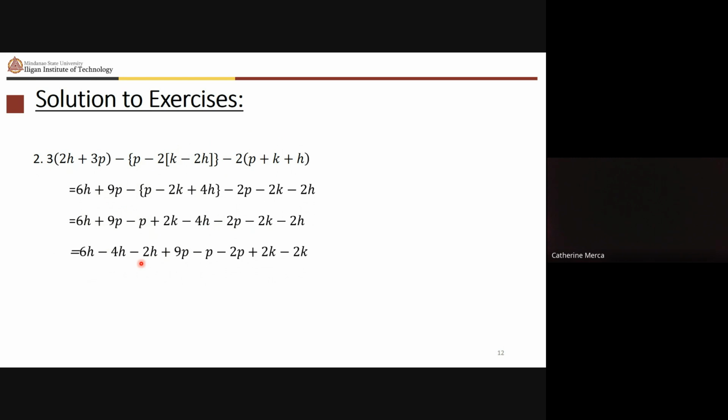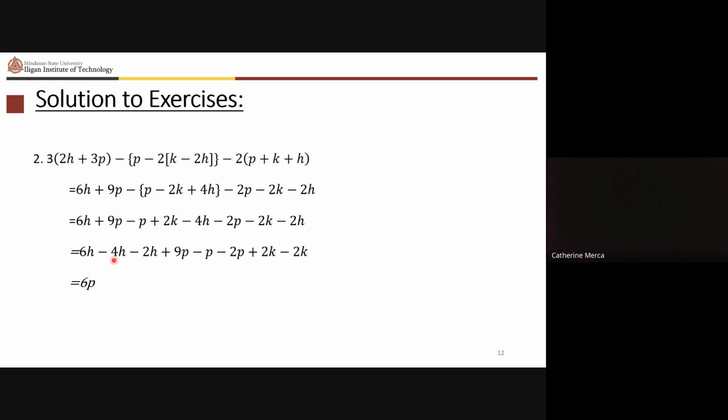6h minus 4h, then minus 2h. And this one is minus 2h. And then 9p minus p, oh, there's no p anymore here. Then minus 2p, plus 2k. Okay, this one, plus 2k.